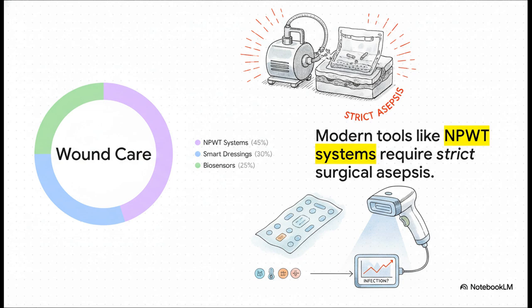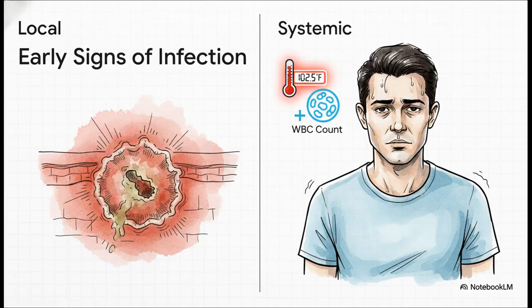Negative pressure wound therapy, or NPWT systems, make up a huge chunk, 45%. These absolutely demand surgical asepsis, because if that vacuum seal is broken, the whole system can become a breeding ground for bacteria. Then you've got smart dressings and biosensors, which are amazing. They let us monitor things like temperature or pH without ever having to take off the dressing and expose the wound. But, even with the coolest tech, nothing replaces a sharp eye.